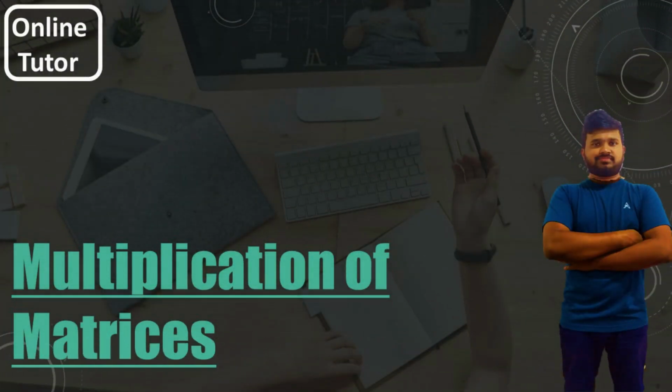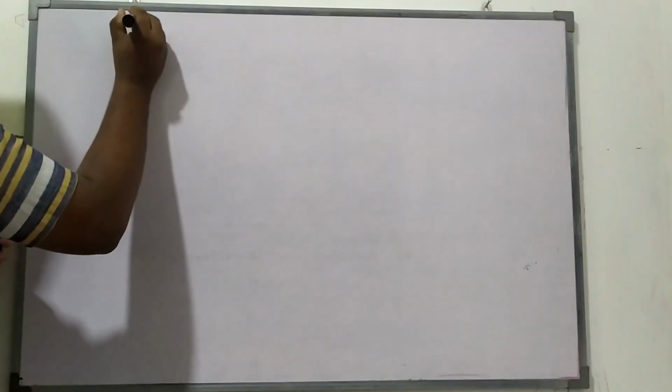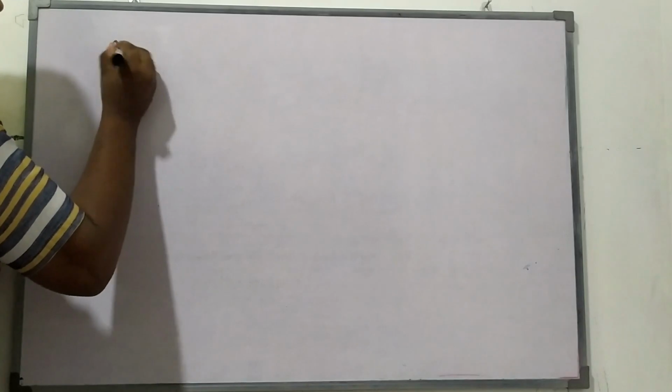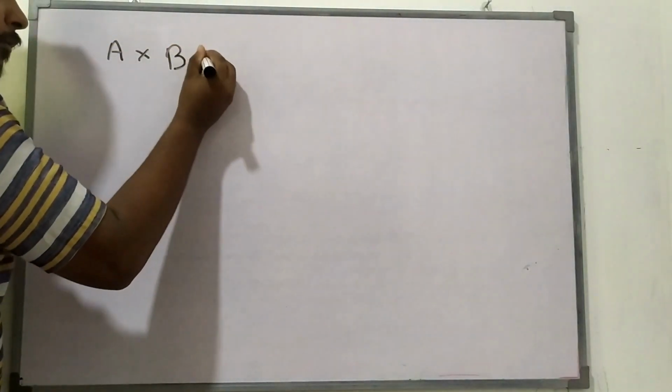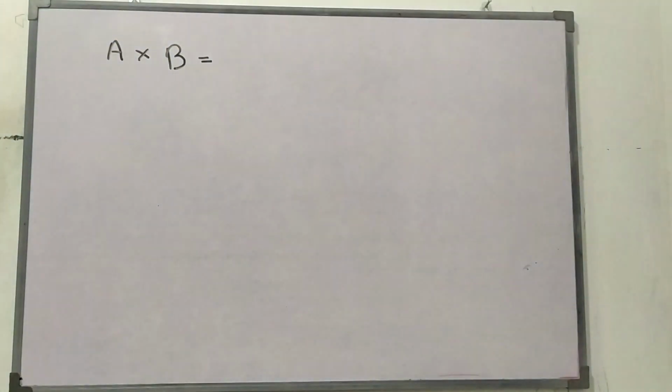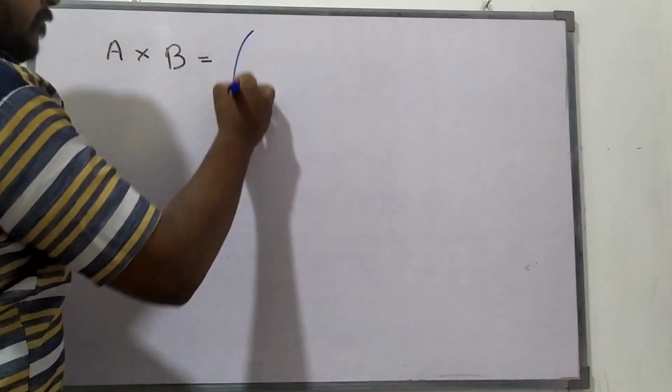Okay children, let's look at the multiplication of two matrices. First, I'll just introduce how to multiply two matrices. Assume we have A and B, two matrices.